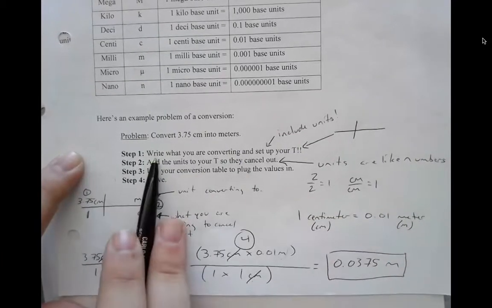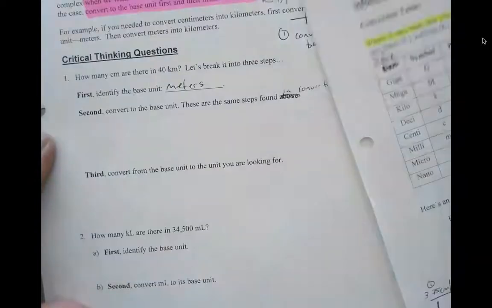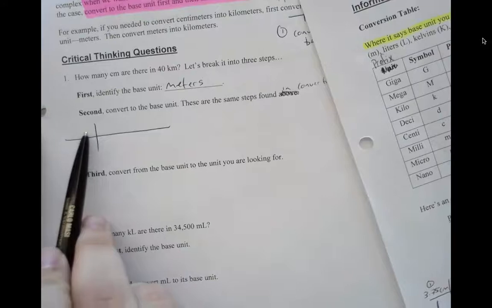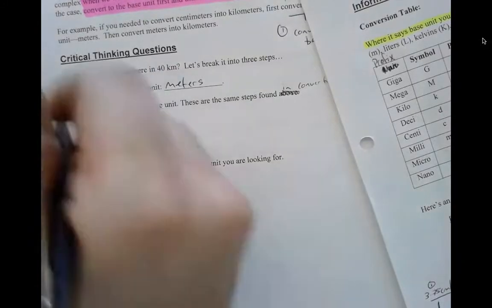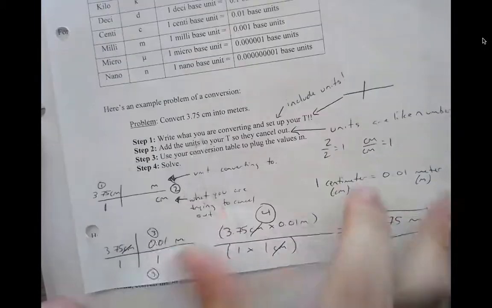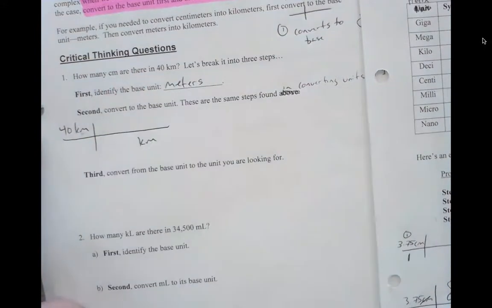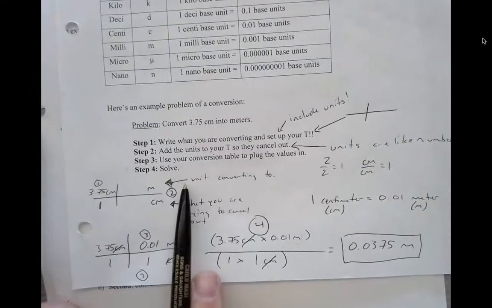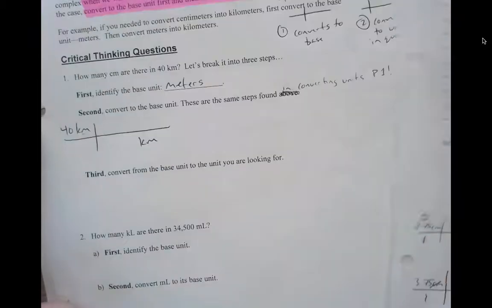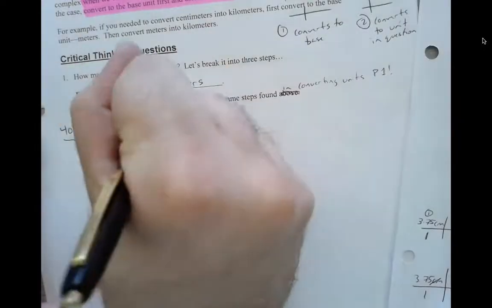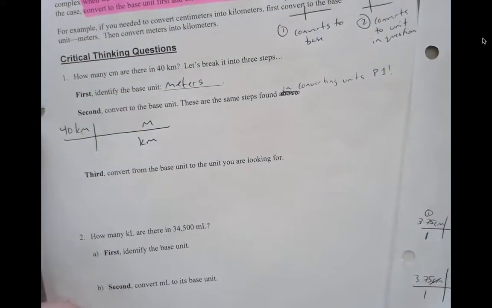So if we look, step 1, we start by writing a T. We write our T, and then we want to put what we're converting in the top left corner. We're converting 40 kilometers. Then remember, we need to write our units in our T so they cancel. To make them cancel, they need to be opposite of each other. Then what goes on top is the unit that we're converting to. So remember, we need to convert to the base unit first. The base unit is meters. So we put meters on top.